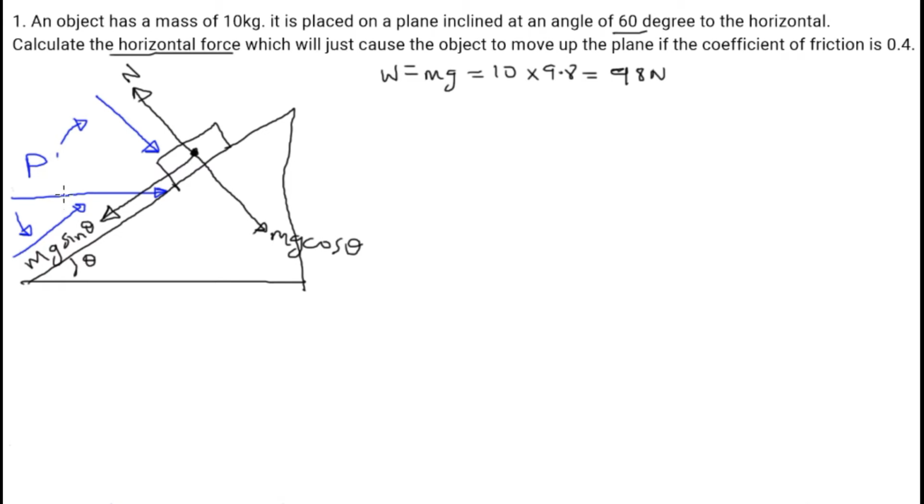Now notice that the angle here is the same as the angle right here. It is also the same as angle theta, because they are alternate angles. When there is an angle theta right here, there will also be an angle theta right here. They will be equal to each other. So the horizontal force P and the base of this triangle form this side. It forms a right angle triangle, and this is the surface of the inclined plane.